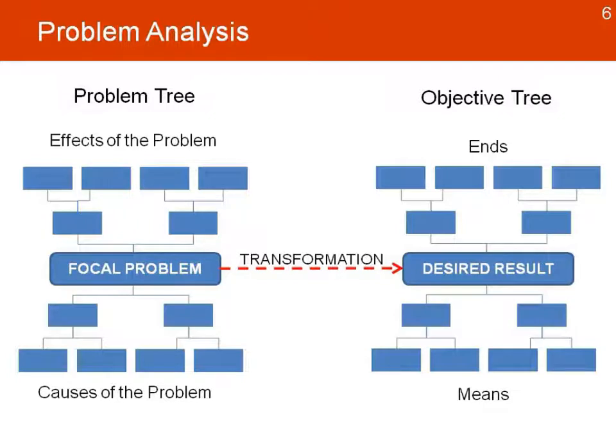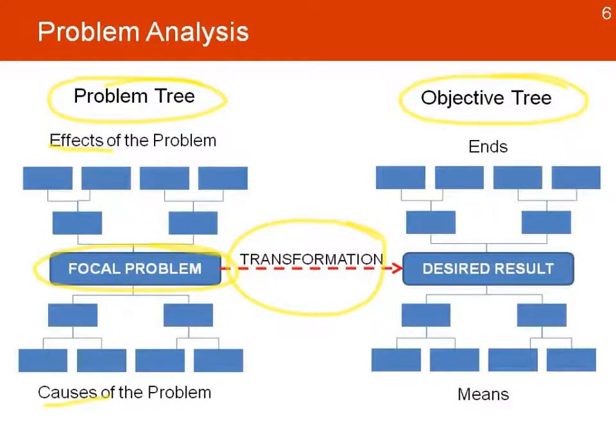Why is that important? Because once the problem tree is completed, with its focal problem, effects and causes identified, we can then use the process of transformation, using that information to create the objective tree, where the problem converts into a desired result, an objective. And in order to achieve that objective or that result, we're going to define the means, and then we're also going to understand its ends. So we are transforming a problem into an objective based on the analysis that we did.